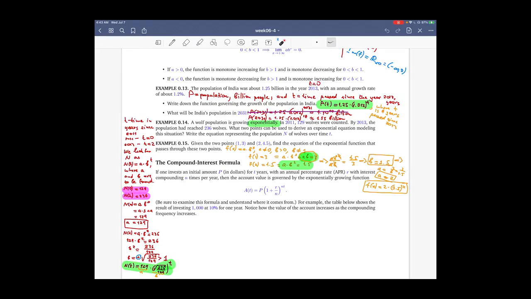Welcome back to week 6 of pre-calculus. We continue our study of exponential functions. And today we'll look at the compound interest formula. Consider the following situation.